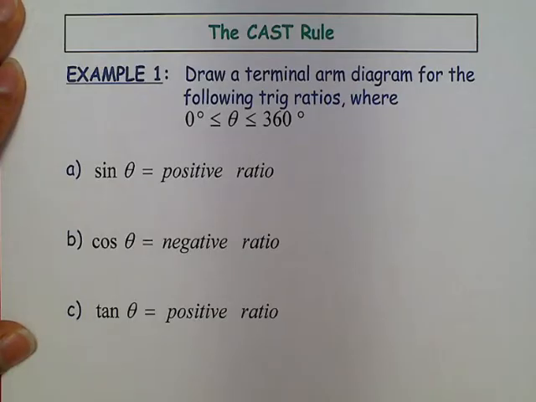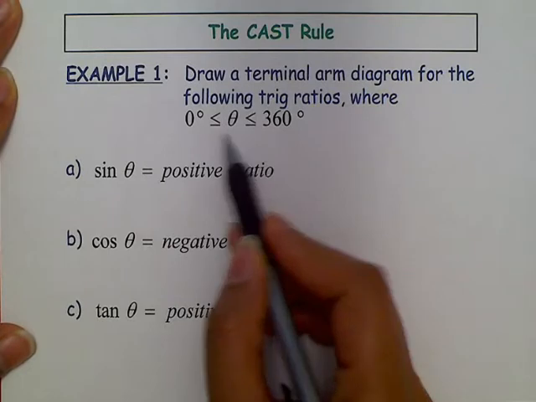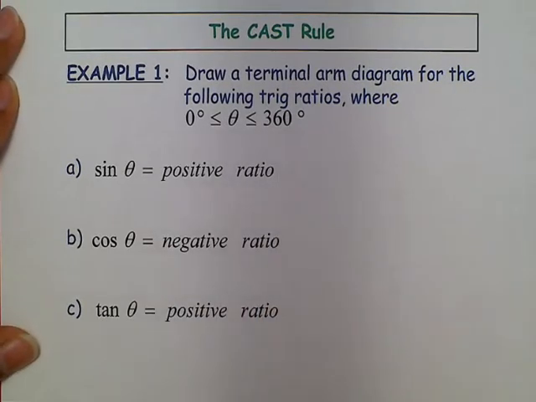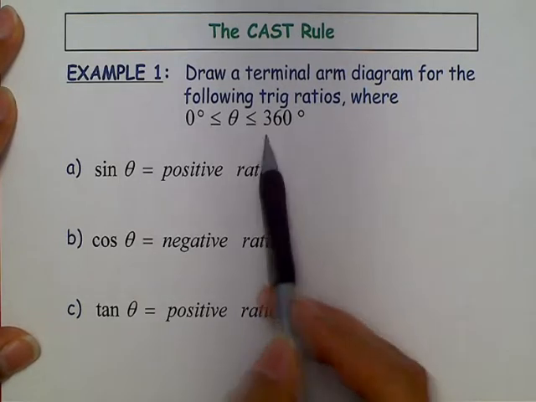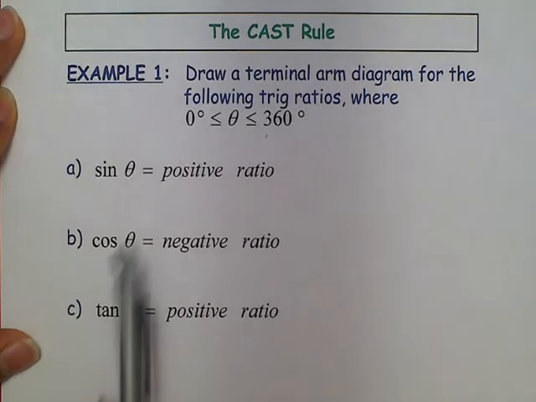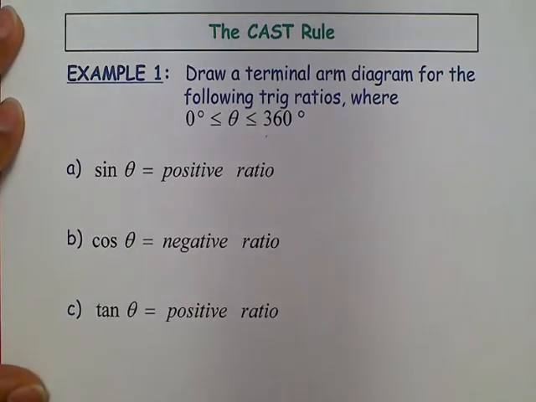So we're going to look at some examples. Example 1 says, draw a terminal arm diagram for the following trig ratios where theta is between 0 degrees and 360 degrees. So all we're doing in this case is looking at what the terminal arm diagram would look like, and because we're looking at a full rotation, we want to consider all four quadrants. So if I'm given a sine ratio that's a positive value, I need to figure out which quadrant sine would be a positive value in, and we're going to use the CAST rule to help us figure that out.